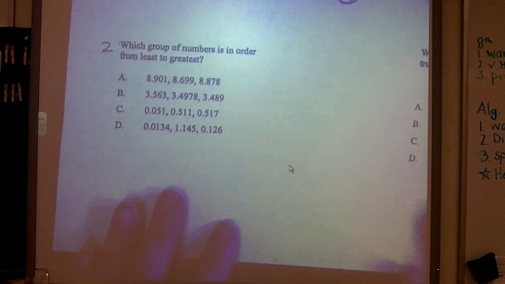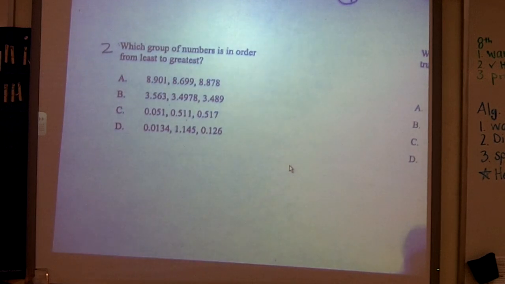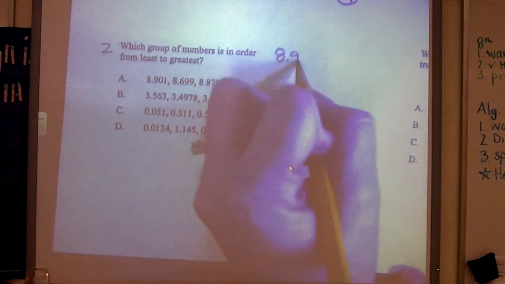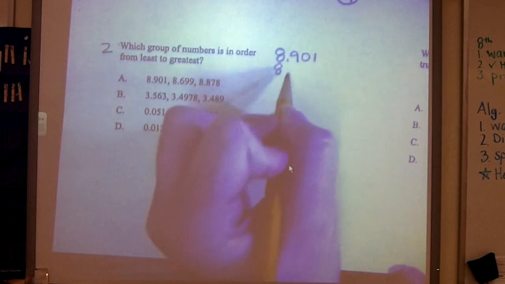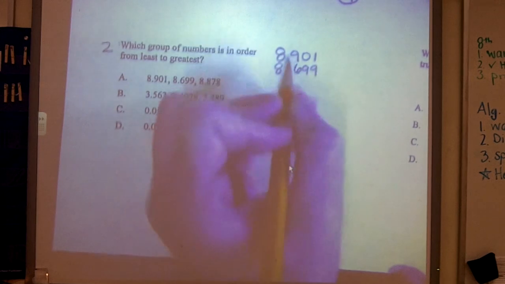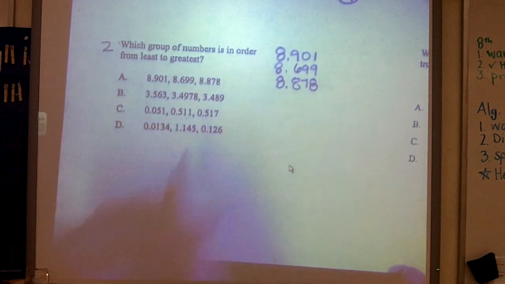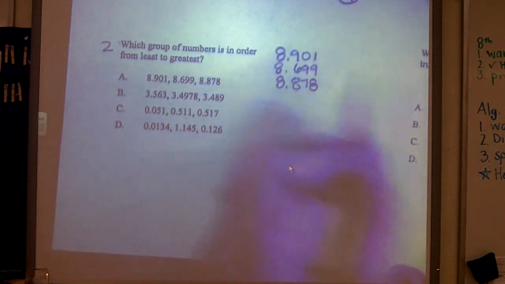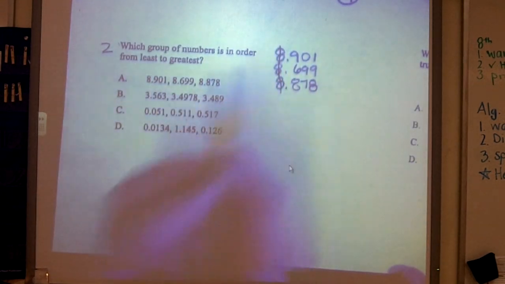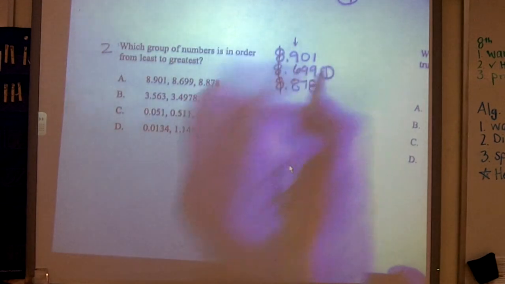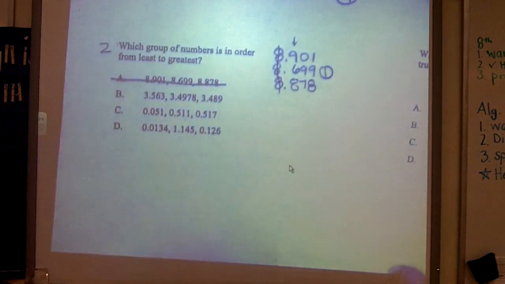Let's look at number 2. It says, which group of numbers is in order from least to greatest? Again, I'm going to ask you to put the numbers in order, and I realized this one asked for different numbers. Okay, I'm starting on A. These are all the same, so I scoot here. Least to greatest would mean that this one would need to be first. A is incorrect.